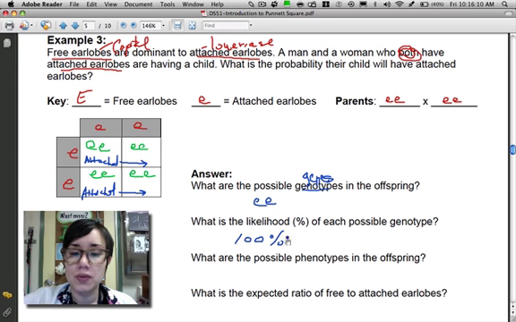What are the possible phenotypes of your offspring? Possible phenotypes, there's only one. All of our babies are exactly the same. All of them will have attached earlobes.